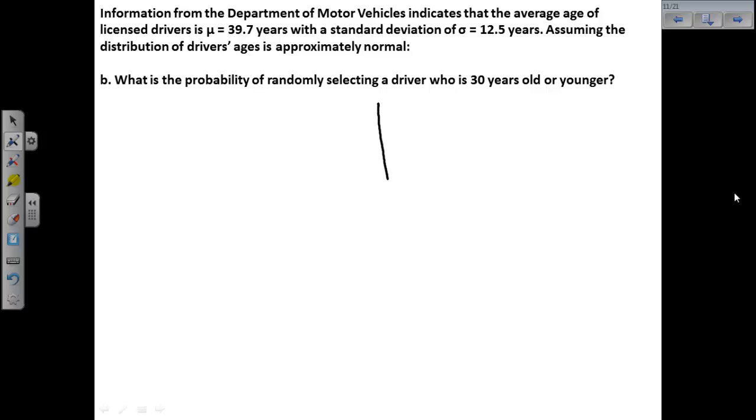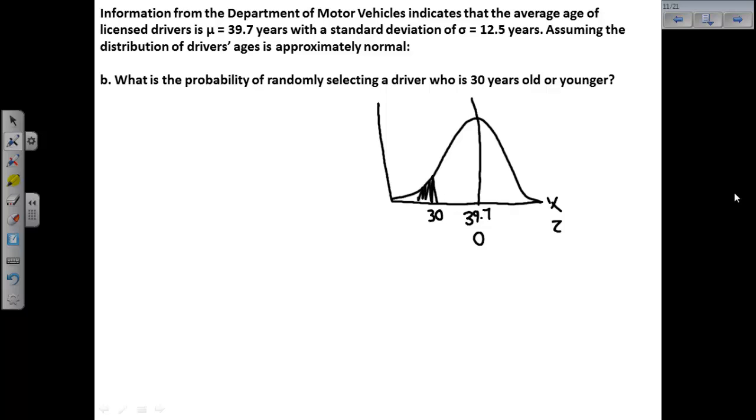So if we draw this out, our x and our z's, the mean's in the middle. The population mean is still 39.7. The z-score for that is always going to be 0 for the population mean. And 30 years old or younger. So if we think about where this would fall in the distribution, it's less than 39.7. So 30 would be about here-ish. And 30 years old or younger, that would be a tail.